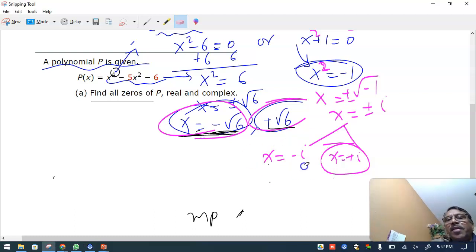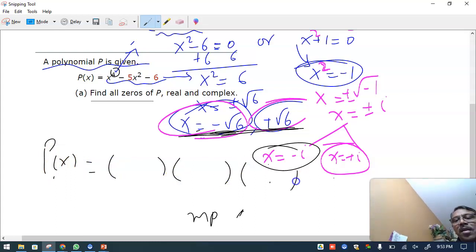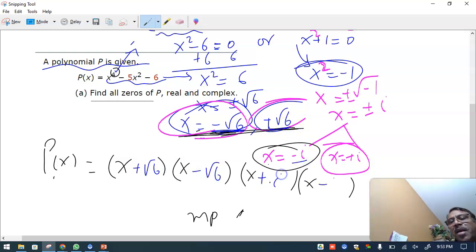So now that you know these are the complex zeros. So these are the imaginary zeros, and you want to write in the factor form. So we have the four factors, and always we write x, x, x, x, and then you will write the opposite of the zero. So if this is minus root 6, it will become plus root 6. The opposite of this will be minus, and opposite of this will be plus i and minus. So this is the complete factorization.